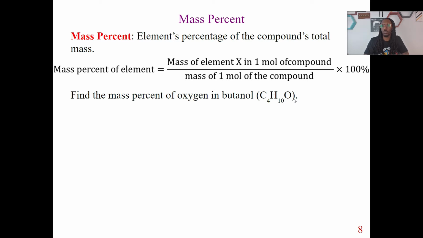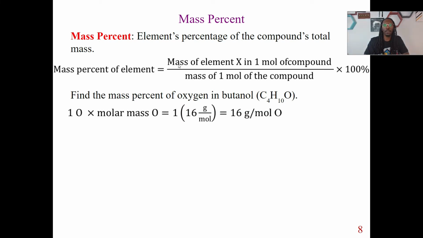C4H10O. So I've got 4 carbons, 10 hydrogens, 1 oxygen here. But it's asking, what is the mass percent of oxygen in butanol? How are we going to do that? We're going to use our mass percent equation. First, we've got to figure out, what's the mass of element X in 1 mole of our compound? Butanol is our compound, but for the mass of element X, in this case oxygen, we need to find that mass.